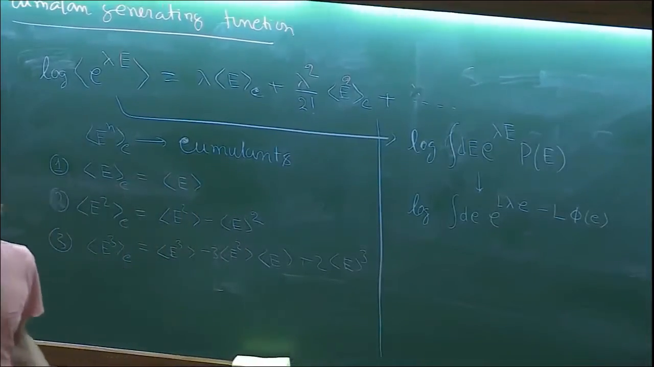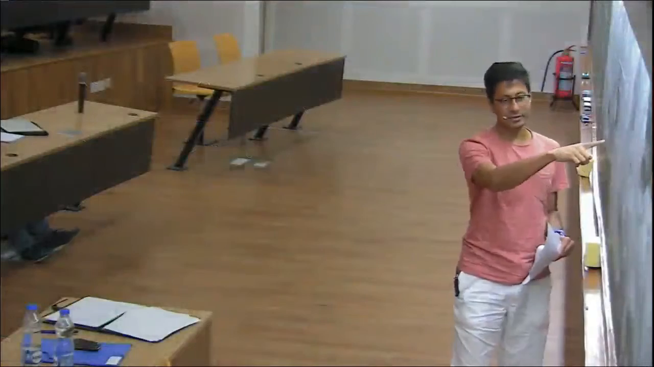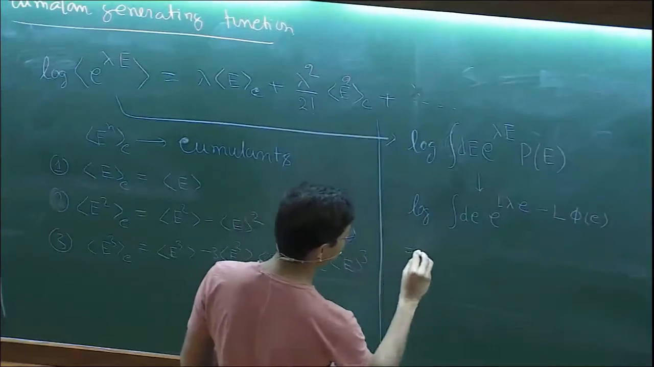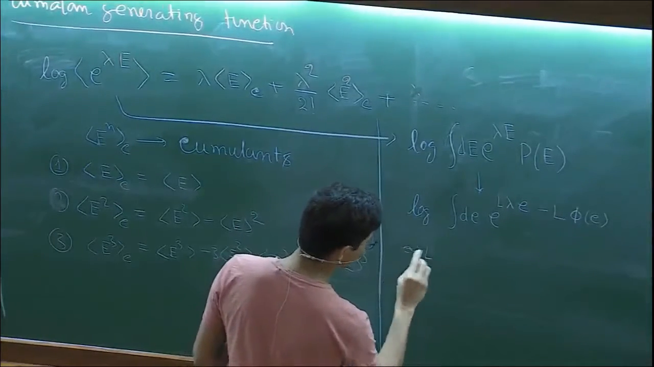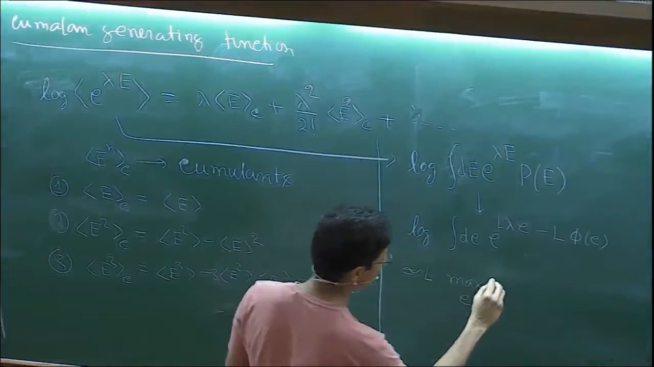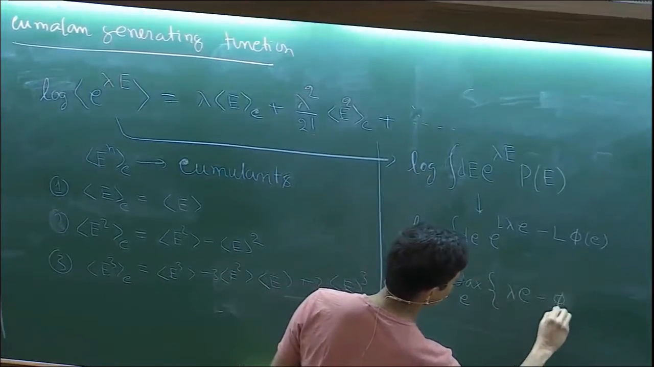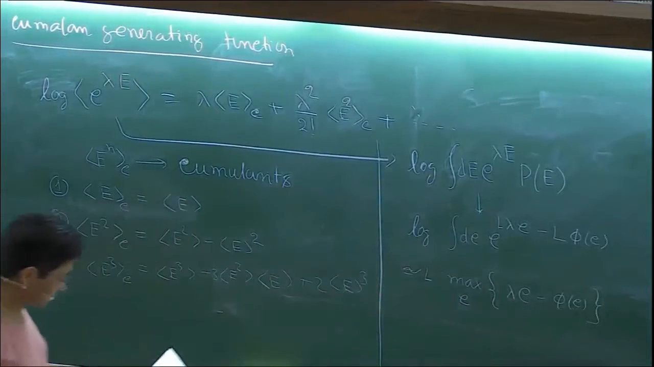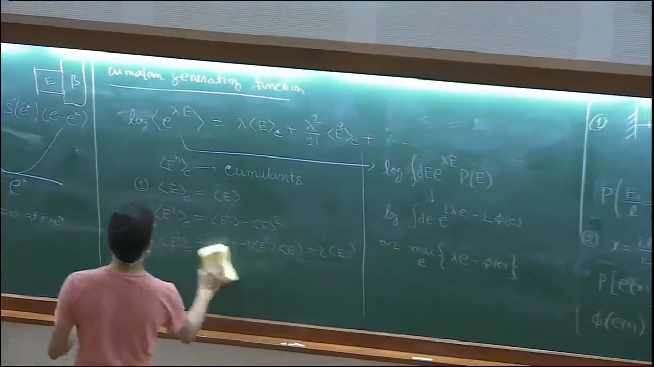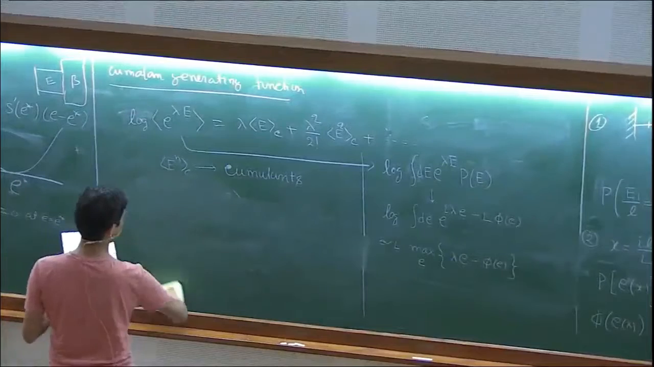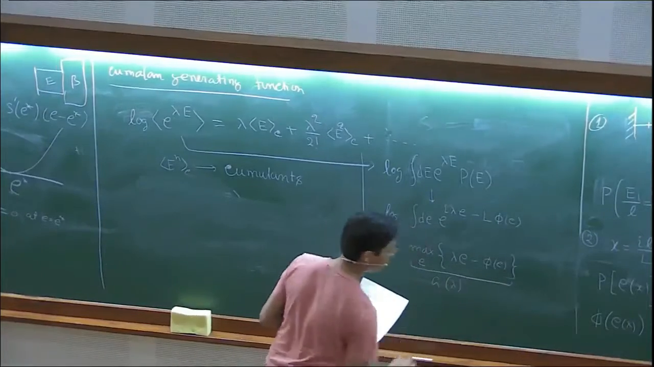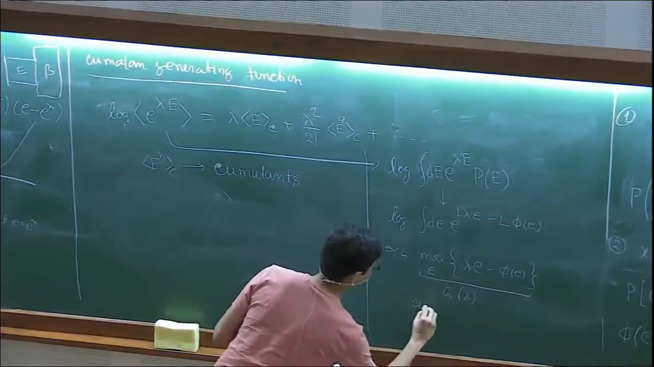Now, for very large system size, when L is large, this integral is dominated by the saddle point, that is, the part where this is maximal. So this entire quantity simply becomes, at leading order, the maximum over small e of lambda e minus phi of e. This term inside will be denoted by g of lambda, and this is called the cumulant generating function.